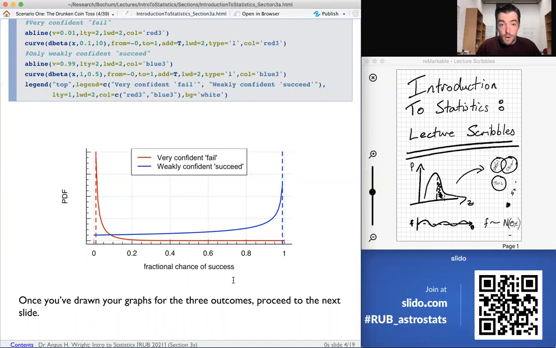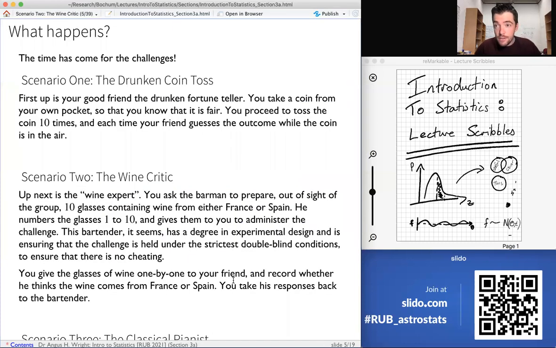Okay, so going ahead now, assuming that you've all got these graphs drawn and you've all got your beliefs ready and put aside on this piece of paper, the time has come now for the challenges. We're actually going to do these tests, do these challenges, and see what the actual outcomes are for all of these different challenges.